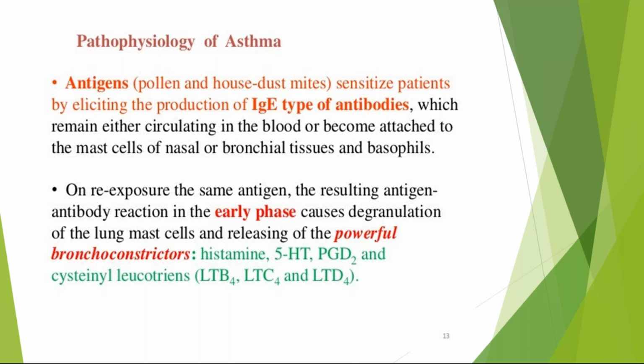Same pathophysiology: an antigen like pollen or house dust, in sensitized patients, elicits the production of IgE type of antibodies, which remain either circulating in blood or attached to the mast cells of nasal or bronchial tissues and basophils. On re-exposure to the same antigen, the resulting antigen-antibody reaction in the early phase causes degranulation of lung mast cells and releases bronchoconstrictors like histamine, serotonin, prostaglandin D2, and cysteinyl leukotrienes like B4, C4, and D4.